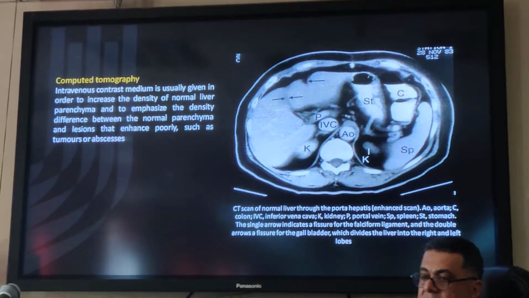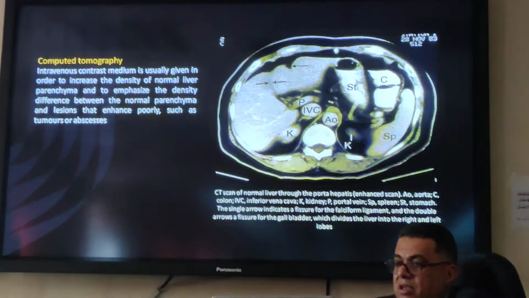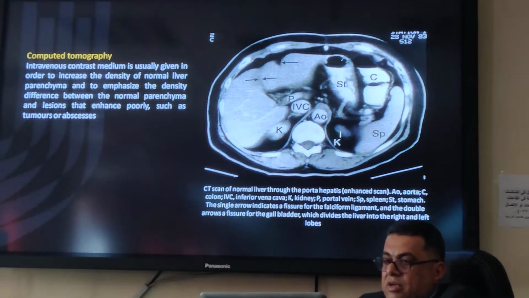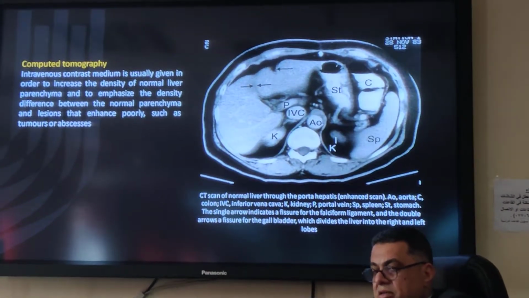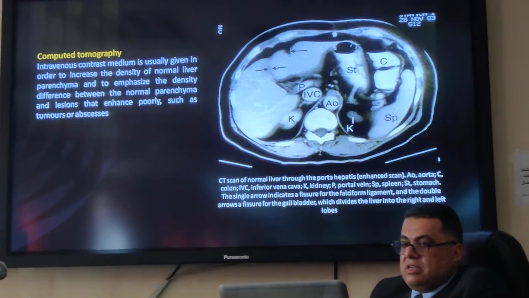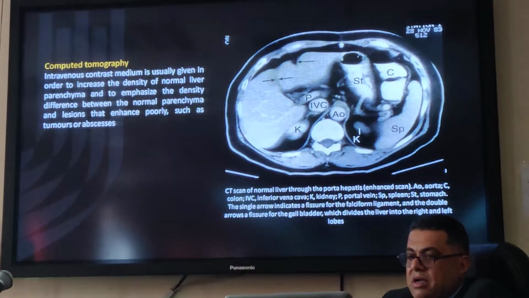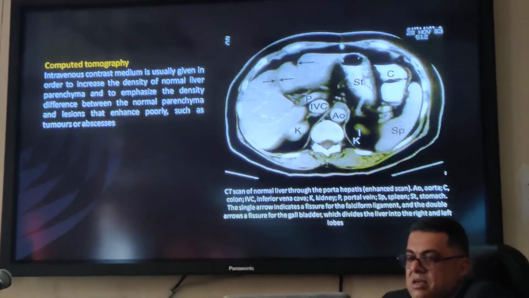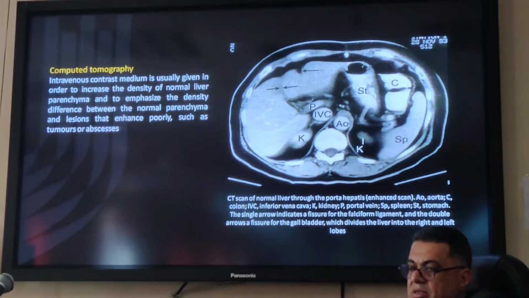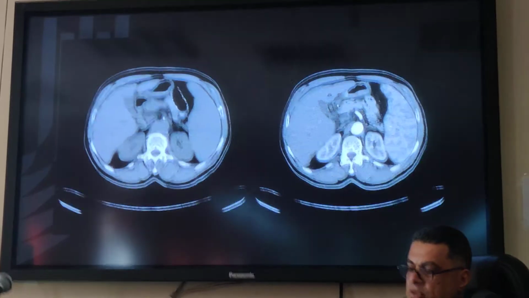We have the CT scan. CT scan is very useful and very valuable for the examination of the liver. The CT scan with intravenous contrast medium is usually given in order to increase the density of the normal liver parenchyma and emphasize the density difference between the normal parenchyma and lesions that enhance poorly, such as tumors.